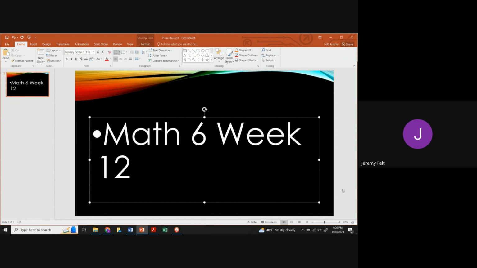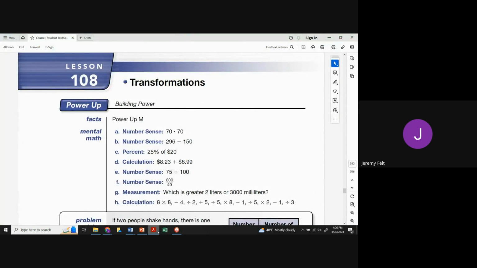We're looking at lesson 108, 109 for one of our days, and then 110 for the other. So three lessons to get through this week, and then 110 means we're finishing unit 11, so we'll start reviewing that in the following week.